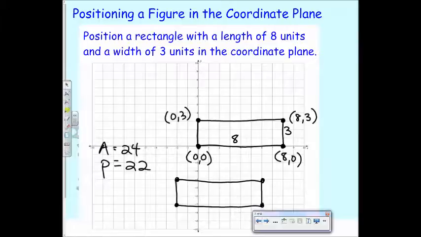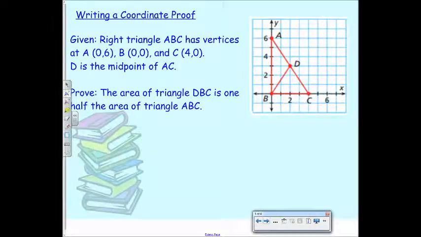To write a coordinate proof, basically a coordinate proof is just doing some math to prove something. Given that the right triangle ABC has vertices at 0, 6, 0, 0, and 4, 0, and that D is the midpoint of AC, I want to prove that the area of triangle DBC is 1/2 the area of triangle ABC. To prove this, all I need to do is find the area of ABC and the area of DBC and make sure that ABC is double what DBC is.